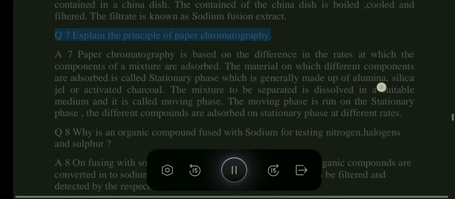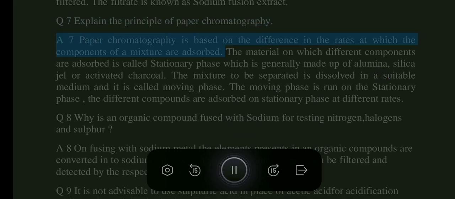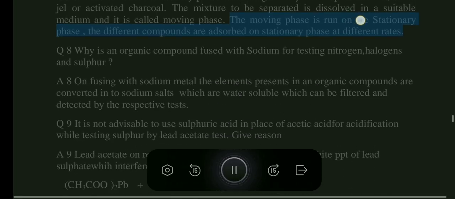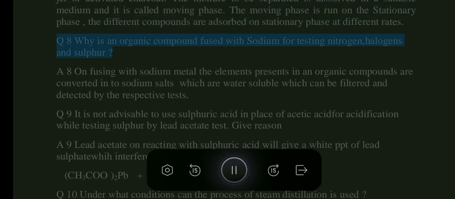Q7: Explain the principle of paper chromatography. A7: Paper chromatography is based on the difference in the rates at which the components of a mixture are adsorbed. The material on which different components are adsorbed is called the stationary phase, generally made up of alumina, silica gel or activated charcoal. The mixture to be separated is dissolved in a suitable medium called the moving phase. The moving phase is run on the stationary phase. The different compounds are adsorbed on the stationary phase at different rates.